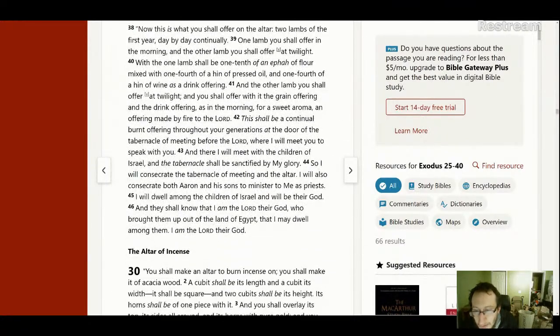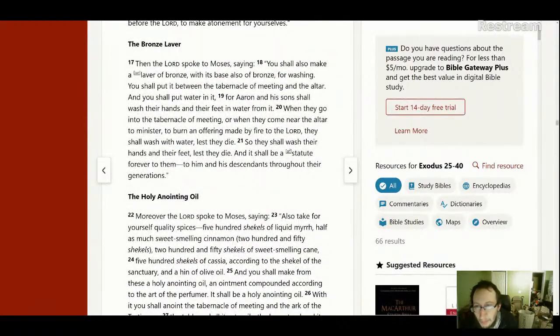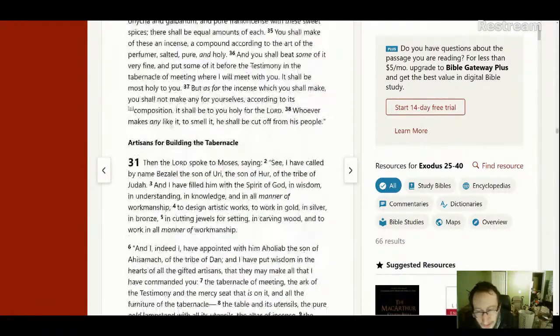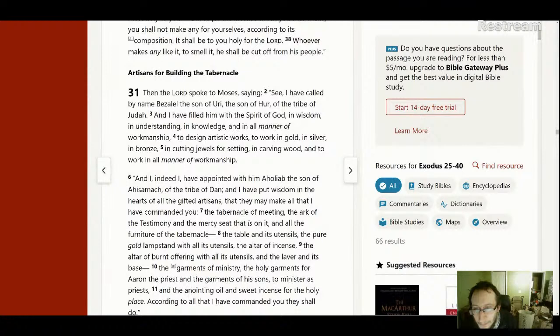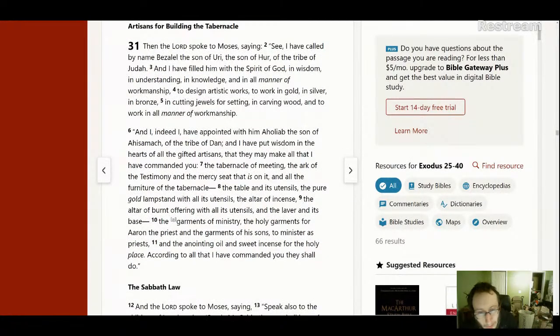Daily offerings, altar of incense, ransom money, the bronze laver, holy anointing oil, the incense. Then it says, the Lord spoke to Moses, saying, see, I have called by name Bezalel, the son of Uri, the son of Hur, tribe of Judah. I have filled him with the Spirit of God, in wisdom, in understanding, in knowledge, and in all manner of workmanship to design.